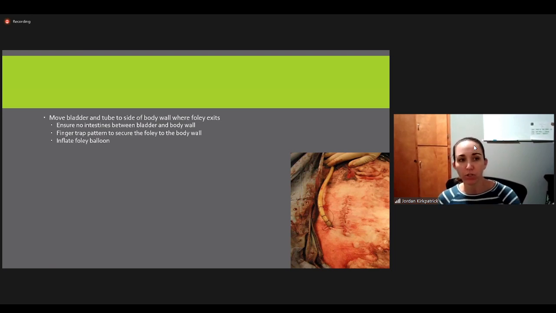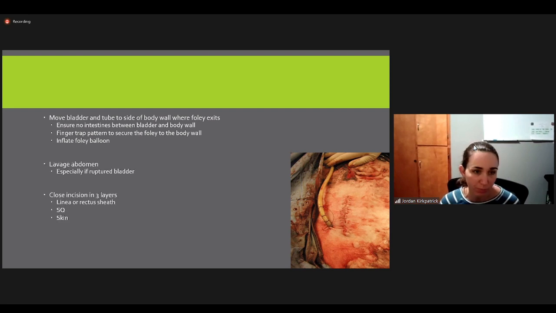Next, once the bladder is closed, you're going to move the bladder and the tube to the side of the body wall where the Foley catheter exits the body wall. You want to make sure that there's no intestine between the bladder and the body wall so that the bladder is flush to the body wall, because you don't want to entrap anything in between them. And then you'll do a finger trap pattern externally to secure the Foley and the bladder in place. And then once it's secure, you inflate the Foley catheter. You can either do it at that time, or I tend to do it after I close the bladder so I can feel it, make sure that the Foley is good before I pull it off to the side.